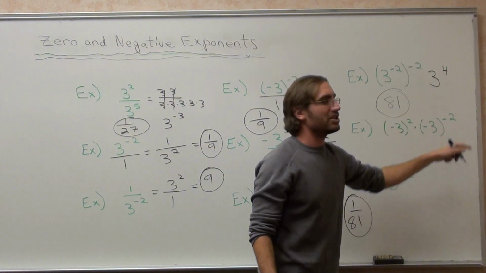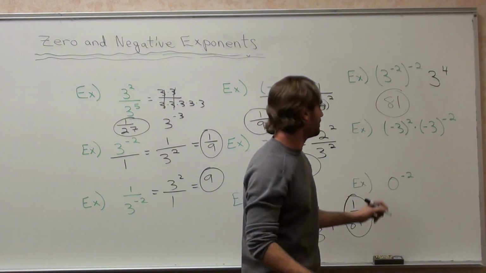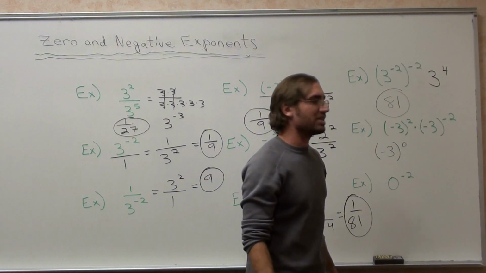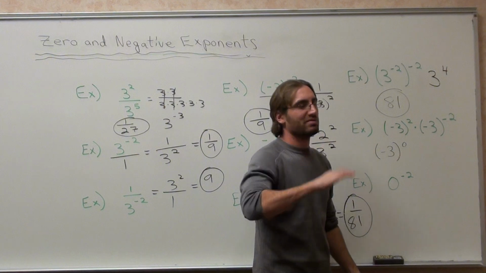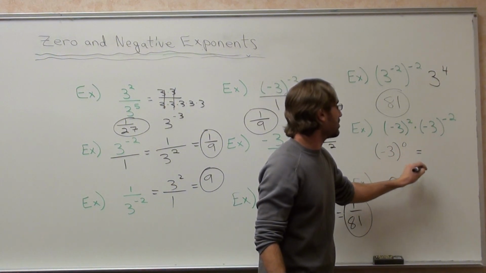This one's actually an addition problem. What's 2 plus negative 2? It's 0. So it's negative 3 to the 0. Now for right now, just trust me that it's 1, because in the next lesson I'll show you the 0. Anything to the 0 power is 1.